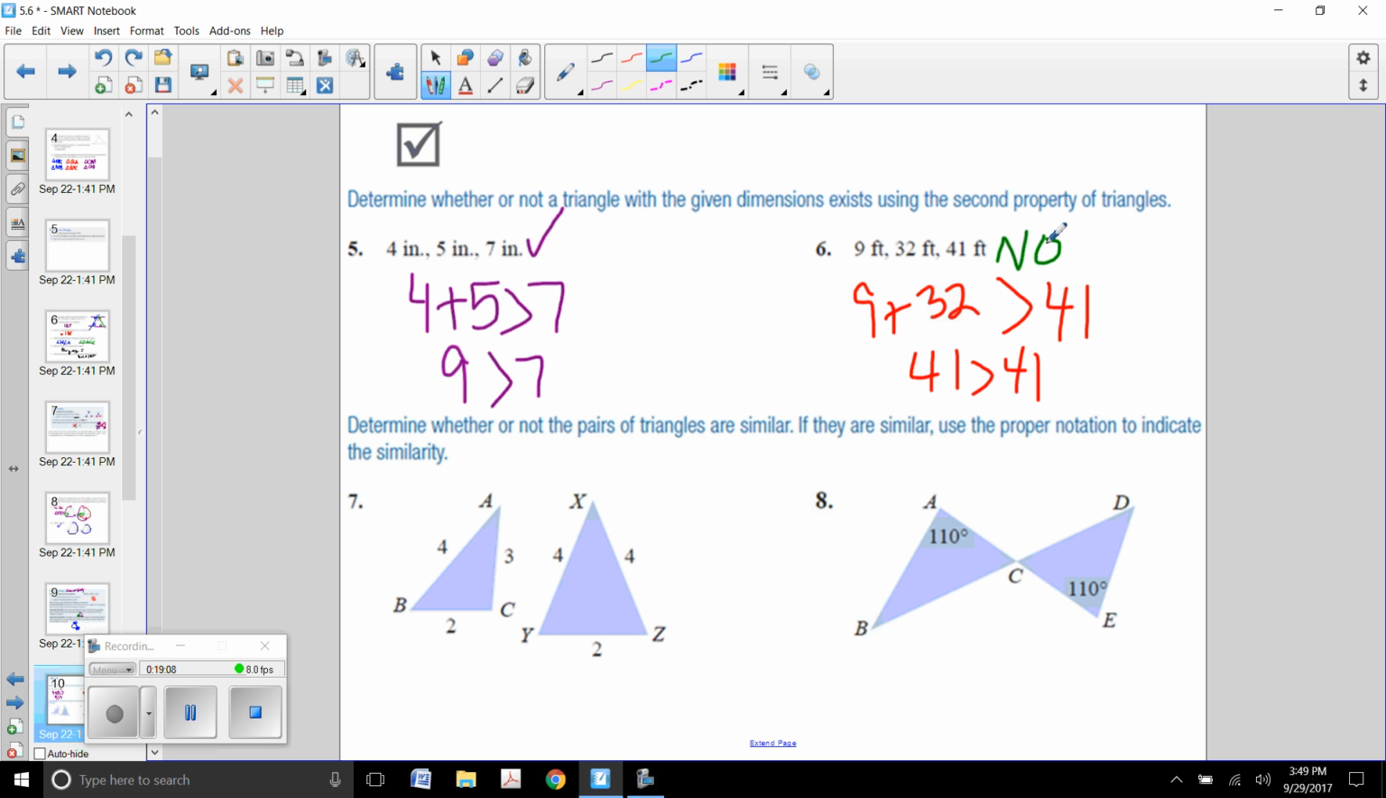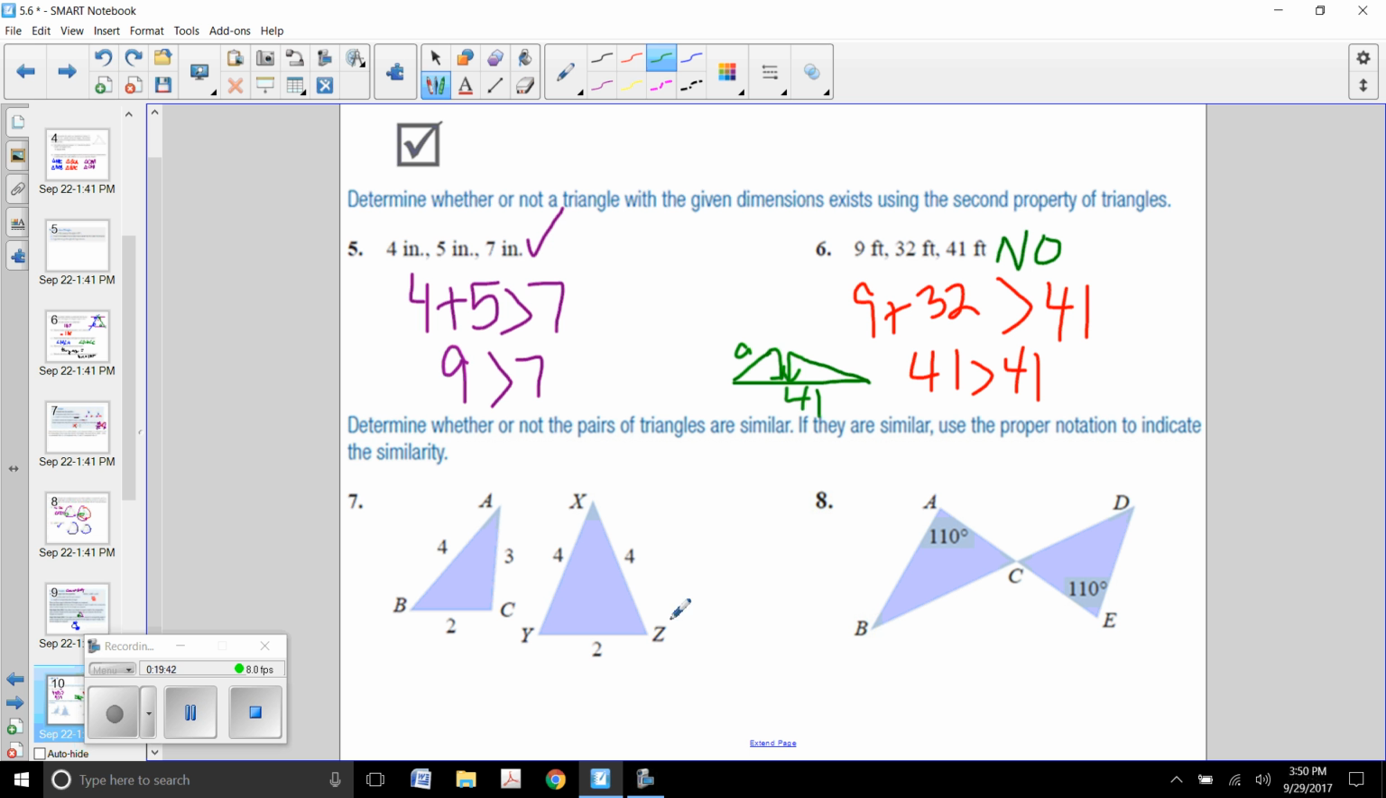What would happen is if you had that length of 41 down here and you hold up the side of 9 here and try and put that side of 32 over here, they're just going to fall down. They're going to end up touching and then just create the same length that you had on the bottom. They won't be able to touch each other to support each other to actually create a triangle.